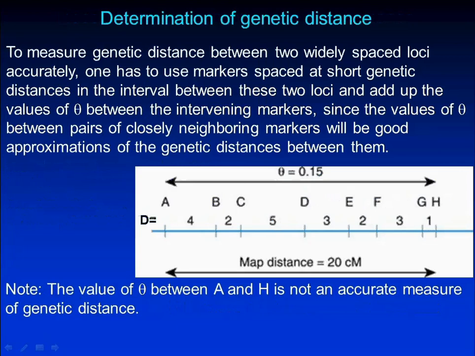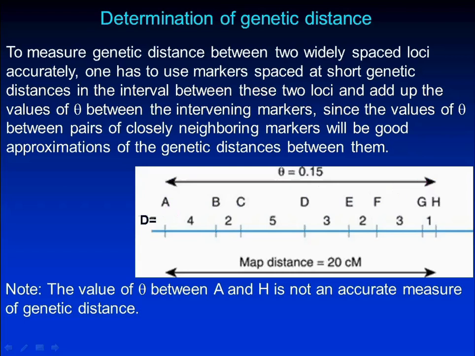When genetic distance between two loci is over 10 centimorgan, recombination fraction is not an accurate measure of genetic distance. For example, between loci A and H, recombination fraction is 0.15, and we know genetic distance between A and H is over 10 centimorgan. So the recombination fraction 0.15 cannot be an accurate measure of the genetic distance between A and H.